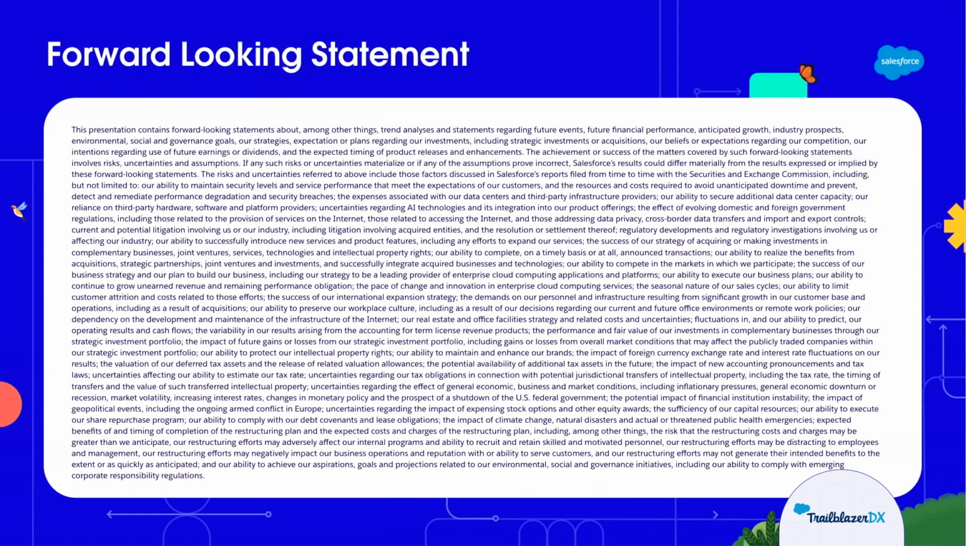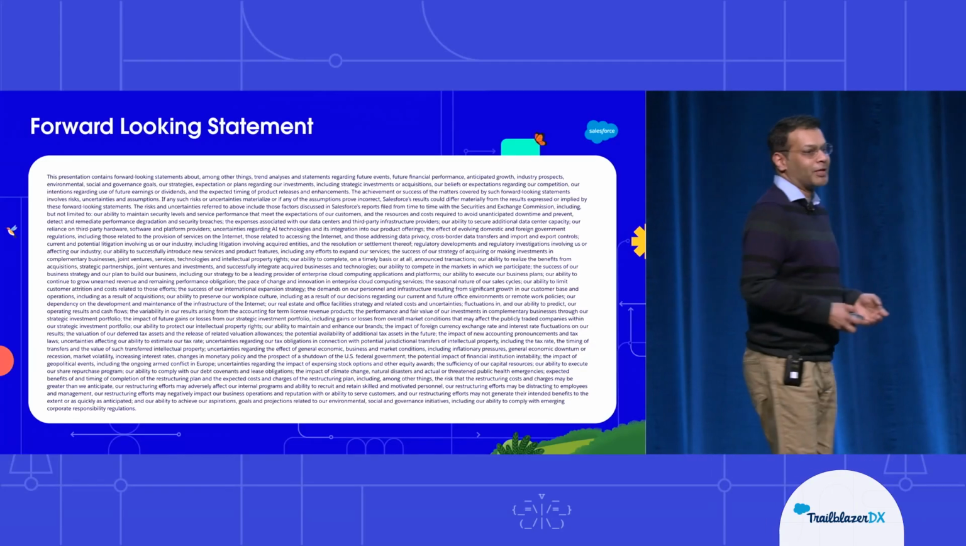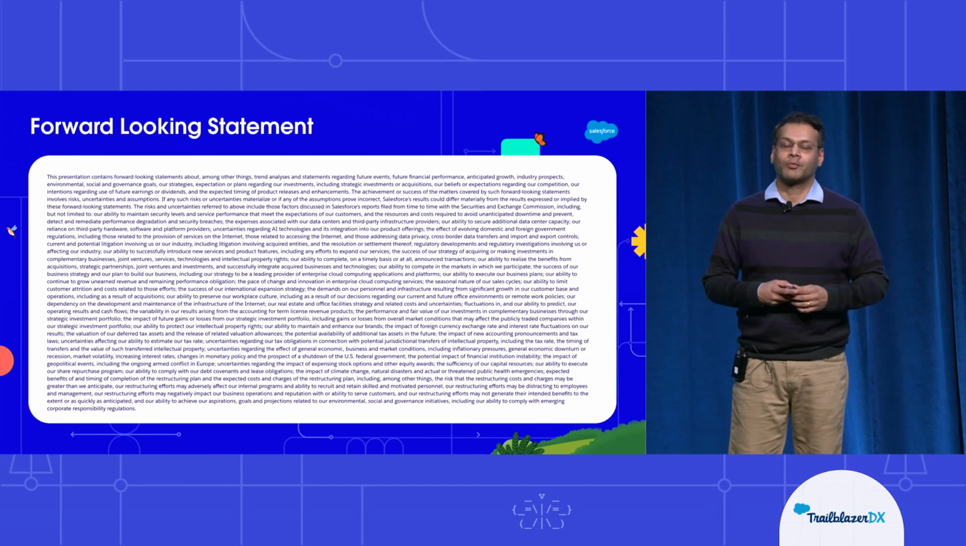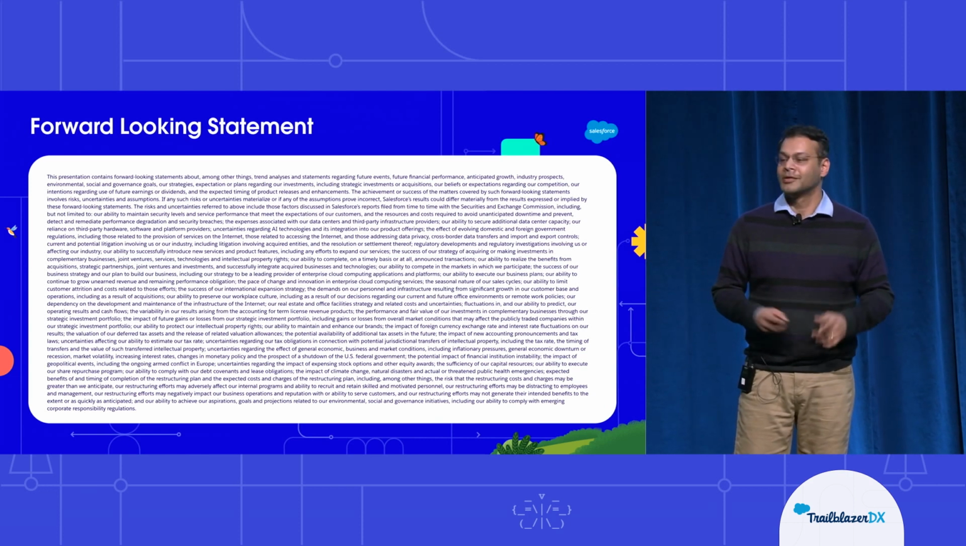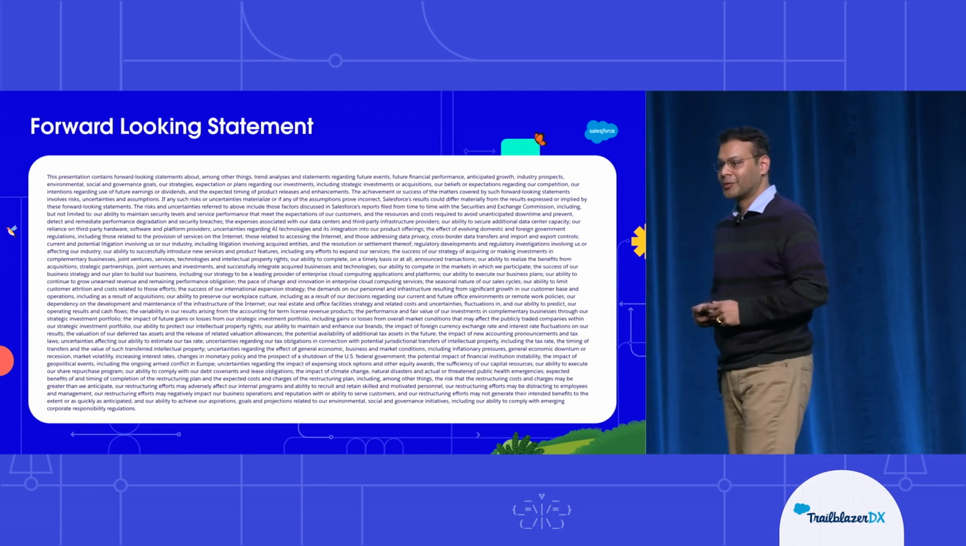Forward-looking statement. I thought it was too hard to read, so I actually asked Einstein Copilot to summarize this forward-looking statement. It essentially means don't make your purchasing decision based on what we're saying here, but look at what products are already available in GA. But Copilot is beta, so it's available for you to start using it.